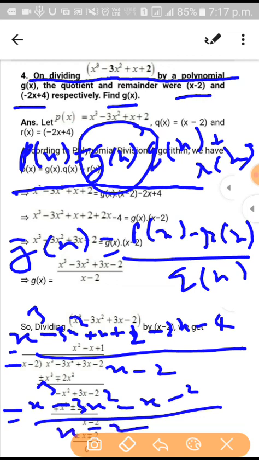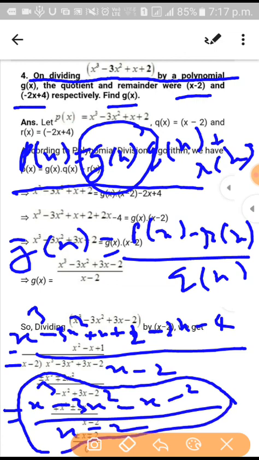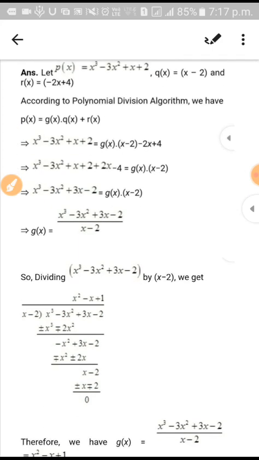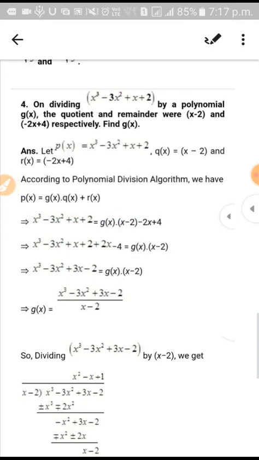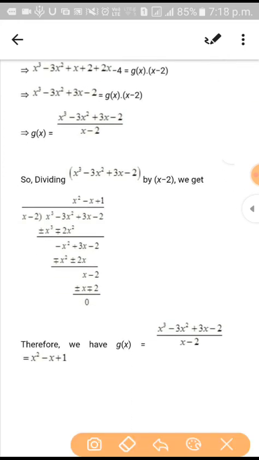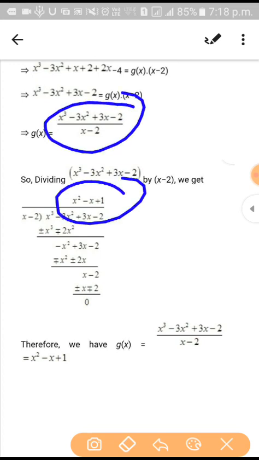Now we have to divide, and you know how to divide. Whatever the quotient of this will be when you divide will be the answer of this question. So you see here the division is done. After dividing these two, we got the quotient x square minus x plus 1. So this is our gx.